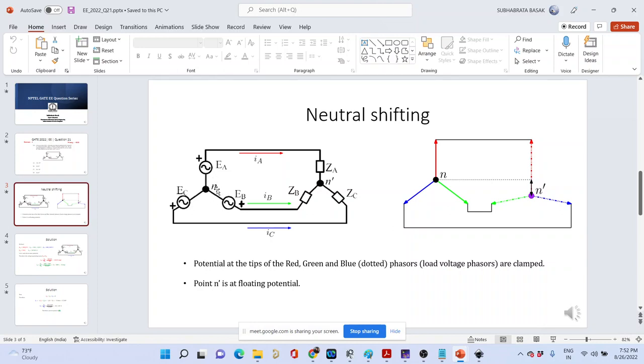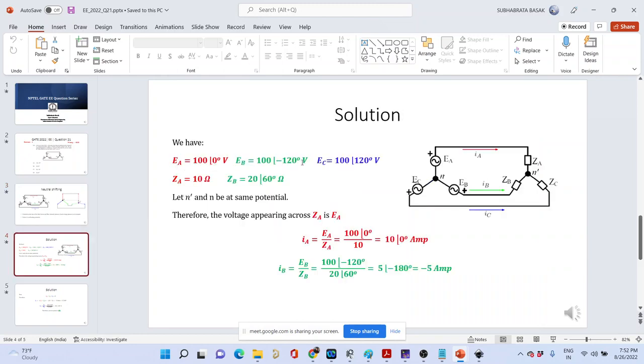If I say the neutral is my reference point, I am measuring all voltages with respect to neutral, then we consider this potential to be zero. Because of the unequal voltage drop over here, this potential is no longer at zero, it is moving away, maybe at a negative potential. With respect to this point you may have a different potential over here. That is what I mean when I say neutral point or ground point. Now let us see how to solve this sum. EA, EB and EC are given to you, ZA and ZB are given to you.